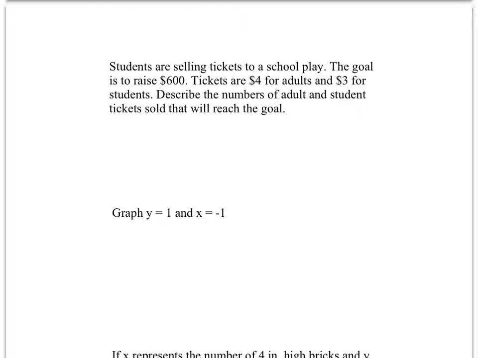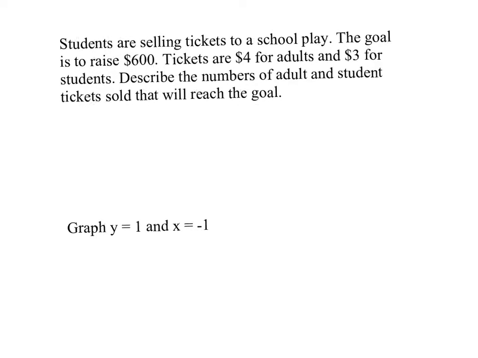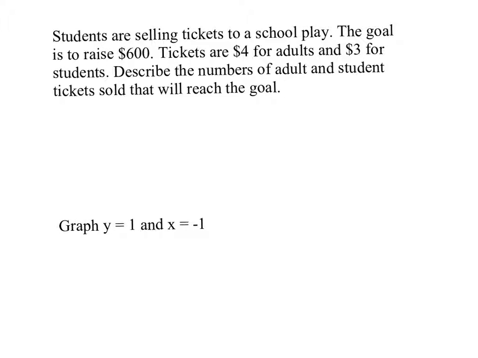So let's look at a word problem. It says students are selling tickets to a school play. The goal is to raise $600. Tickets are $4 for adults and $3 for students. Describe the numbers of adult and student tickets sold that will reach the goal. This doesn't really have too much to do with vertical and horizontal lines. What it does have to do with, though, is writing the equation of a line given this information.